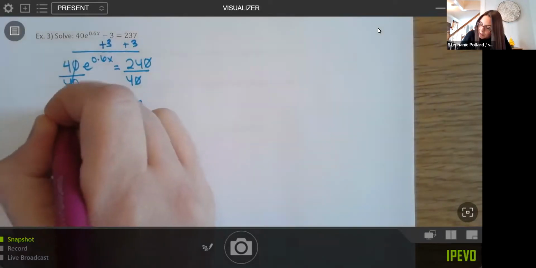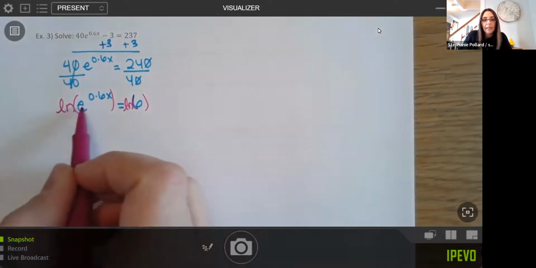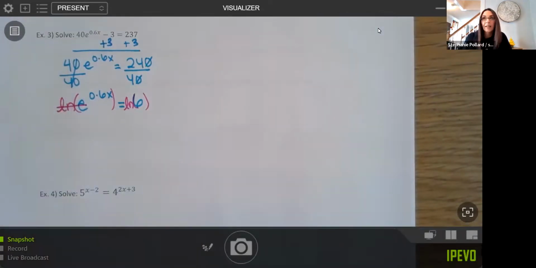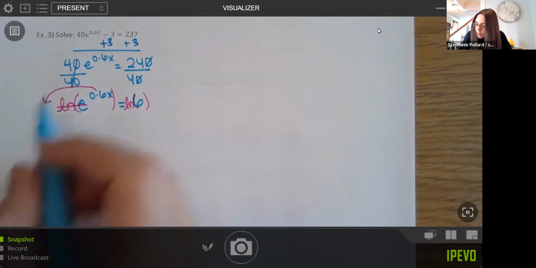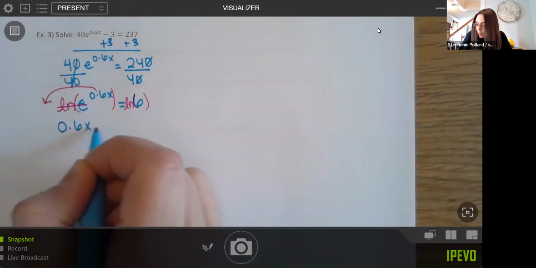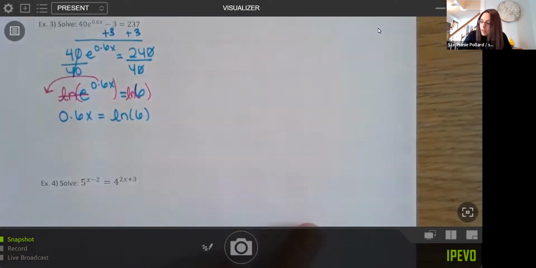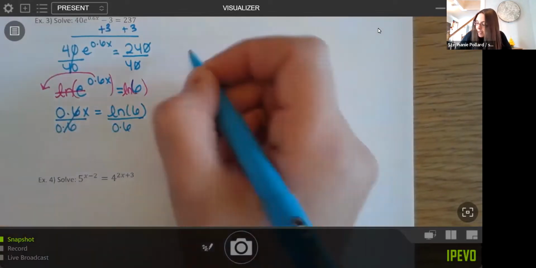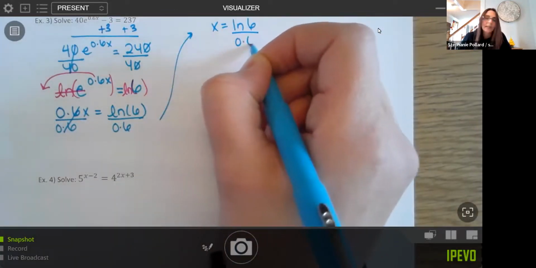I'm going to take the natural log of both sides. I do like natural log here because it does match the base. So when you take the natural log of base e, it basically cancels that part out. Technically, it's a factor of 1, but it's going to cancel that part out. And it's going to allow us to bring that power just out front. So we end up with 0.6x equals the natural log of 6. Now I can finish solving, divide both sides by 0.6. And I get an answer of x equals natural log of 6 over 0.6.